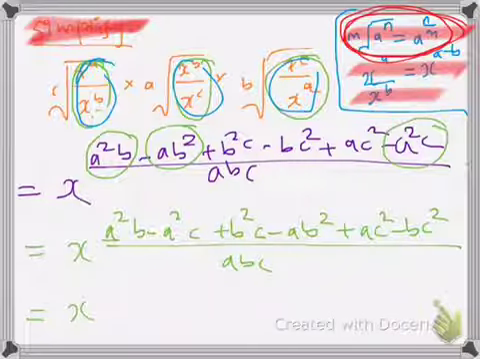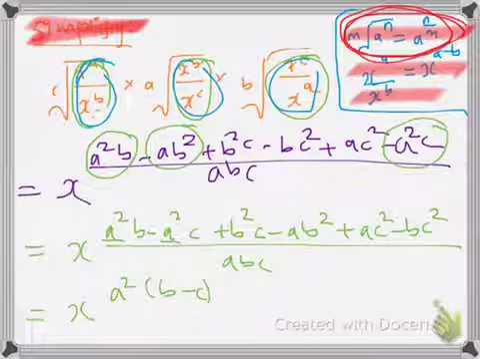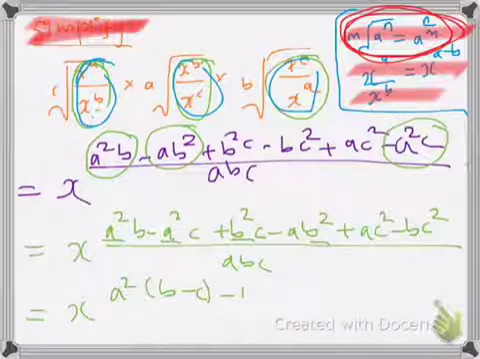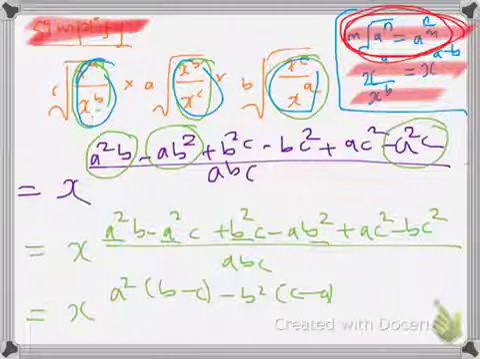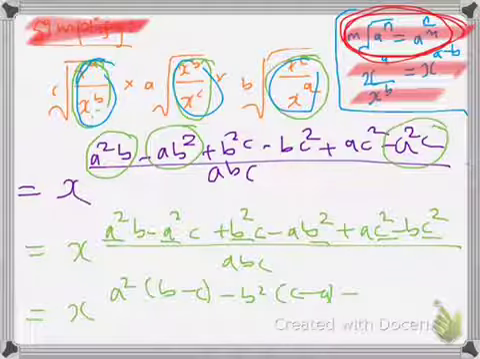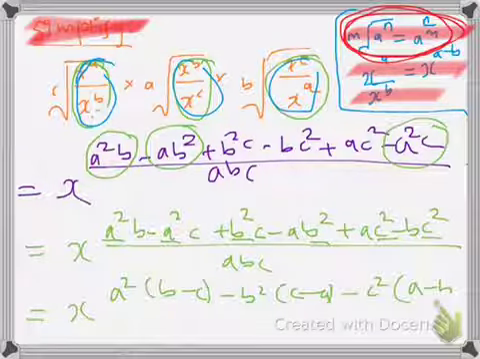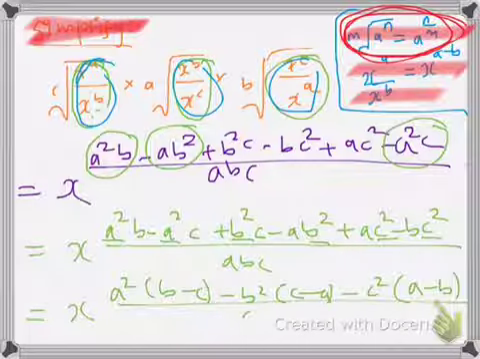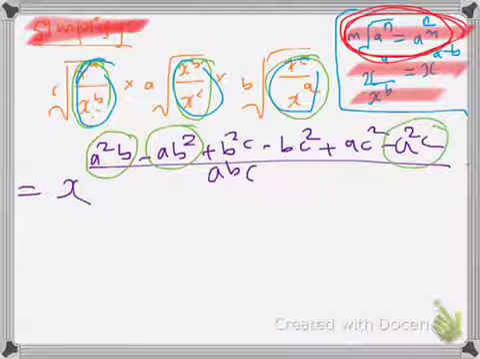Also, let us take a common from these two terms, we get b minus c, and let's take b common from here, we get c minus a, and let's take c common from these two terms, we get a minus b, divided by abc. Let us once again try to solve it.